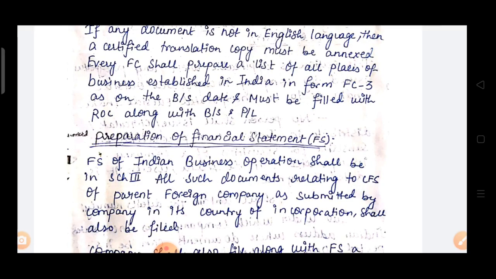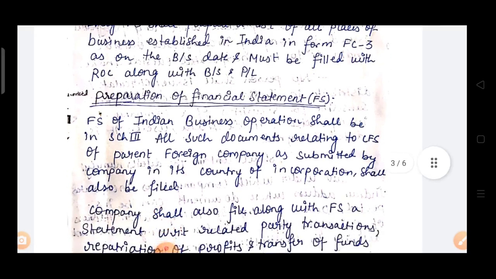All such documents relating to consolidated financial statements of the parent foreign company, as submitted by the company in its country of incorporation, shall also be filed. First, the financial statement of the Indian business operation, meaning the foreign company which is situated in India, will be made as per the Schedule 3 format. Then the documents relating to the consolidated financial statements of the foreign company, all the documents which are submitted in the country of incorporation, meaning outside India, shall also be filed.